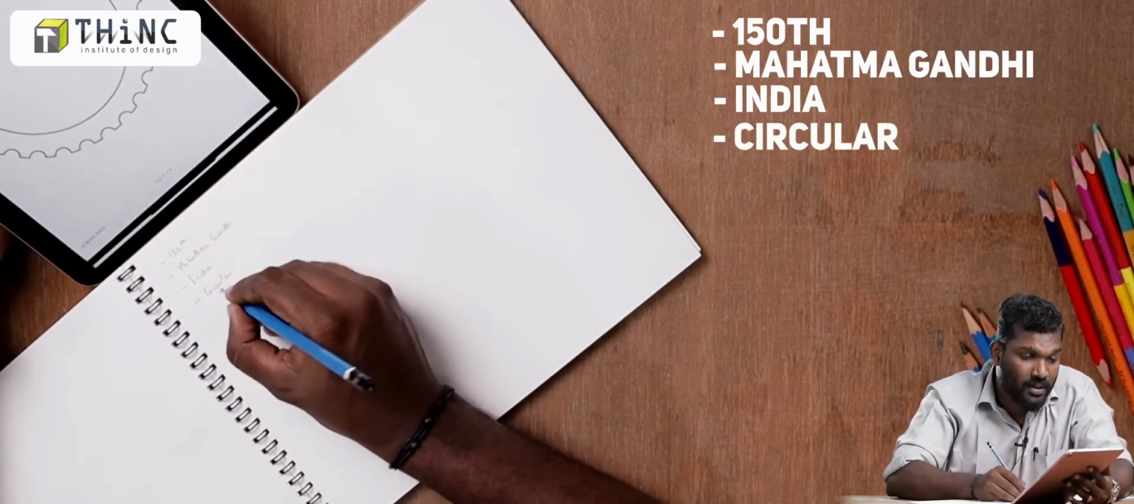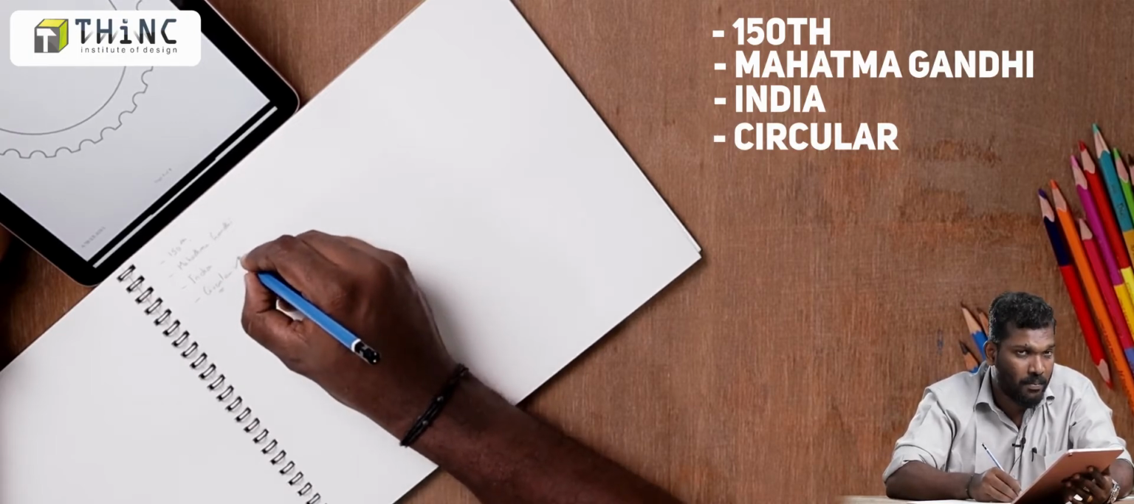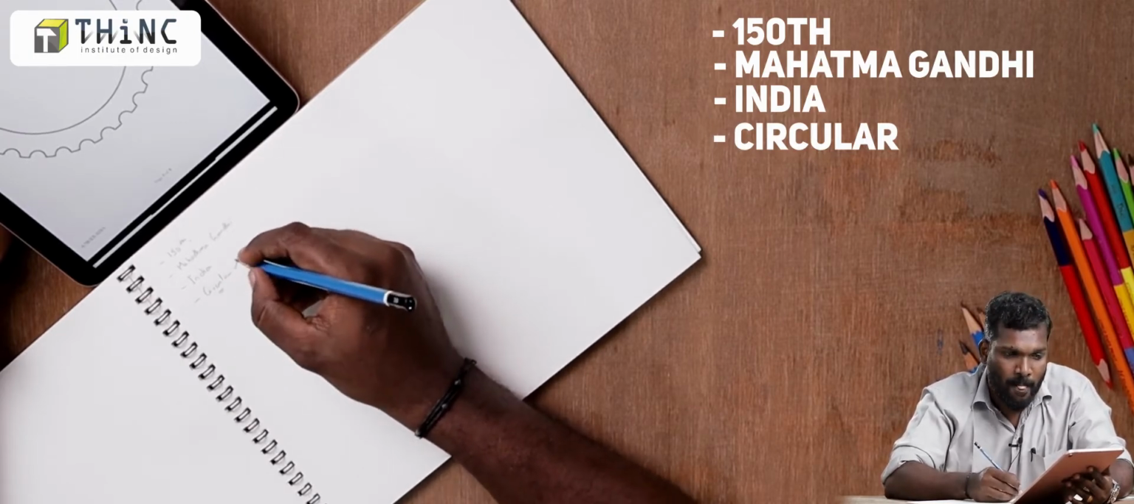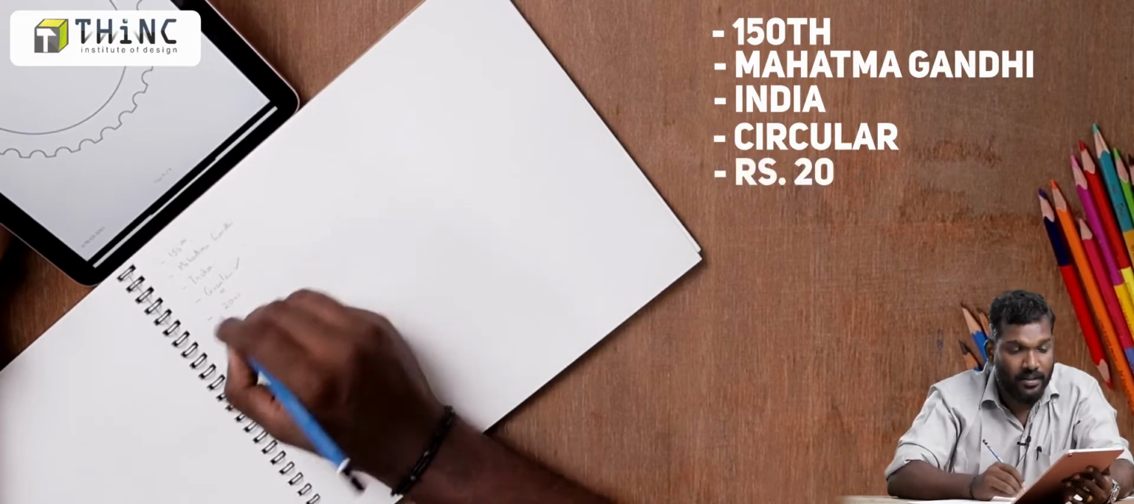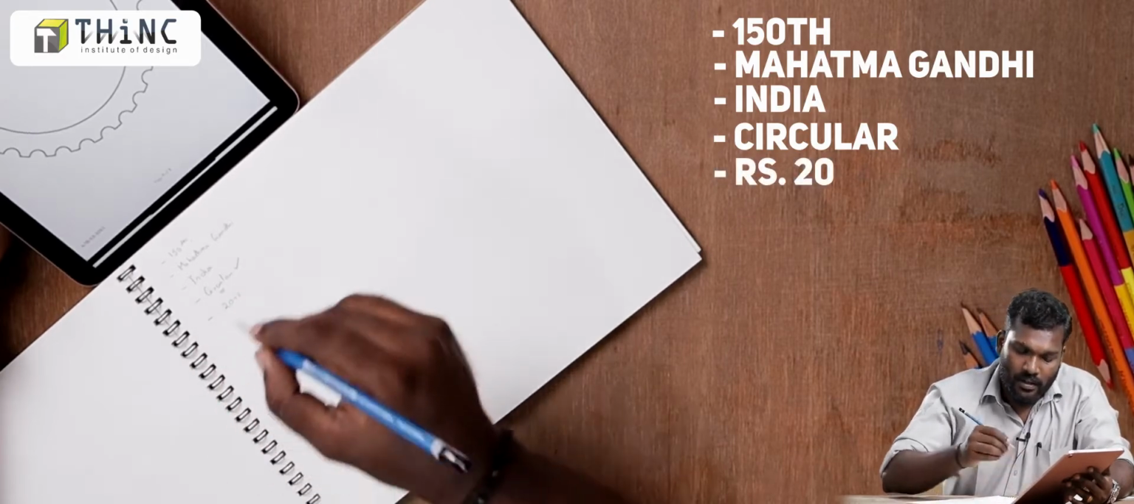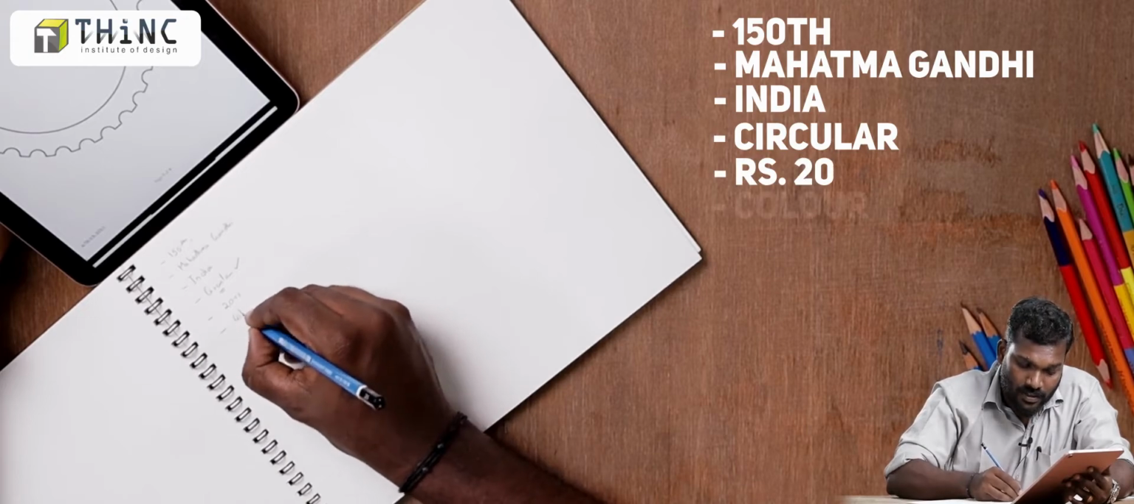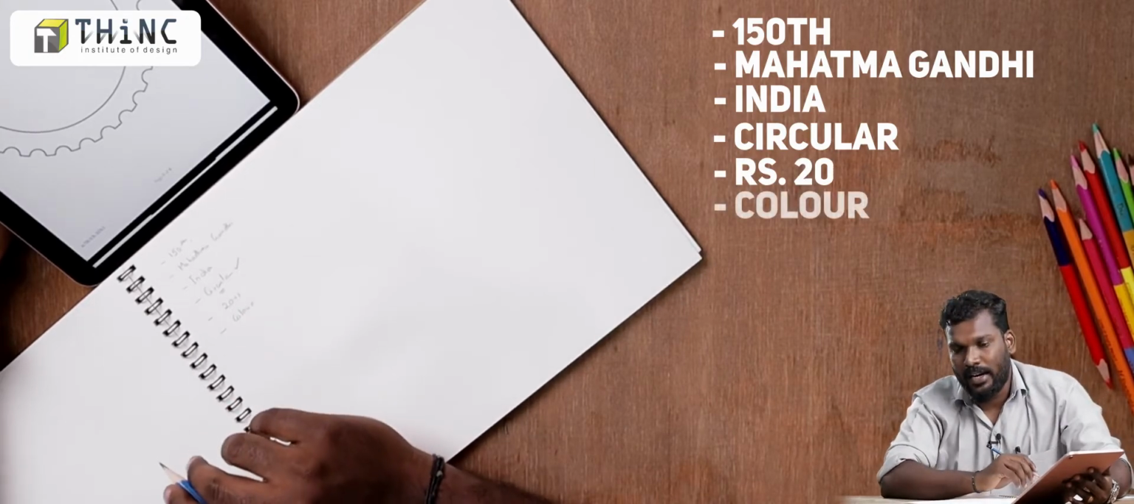And when the term circular is highlighted, there is something important about it which we have to keep in mind. And the denomination of the stamp is ₹20. Okay, that is also important, right? And the last and not the least, color. These are some of the important attributes.